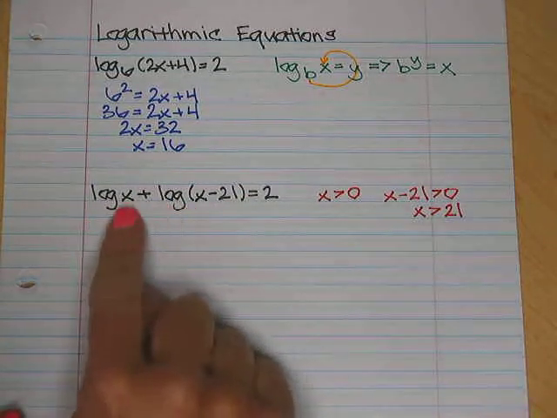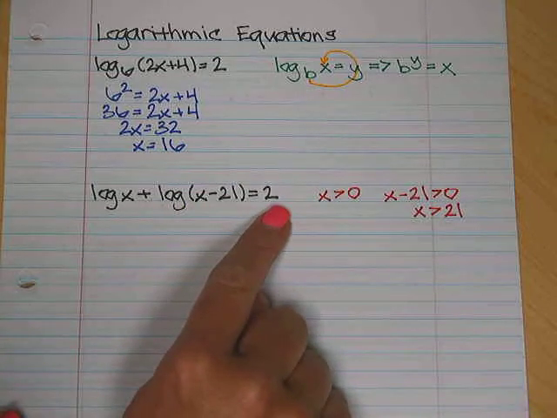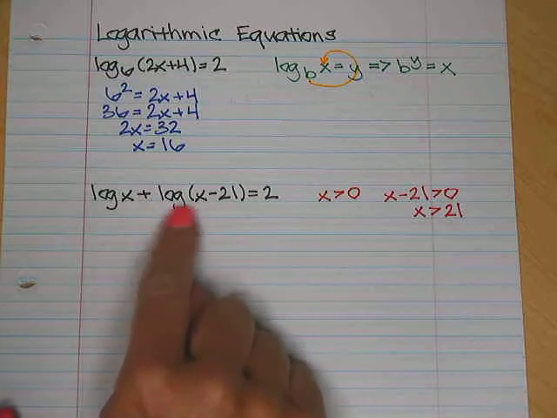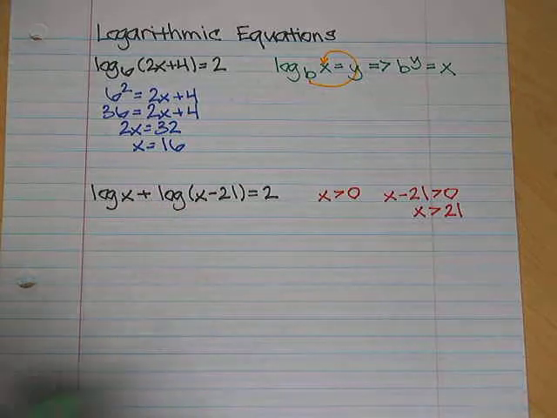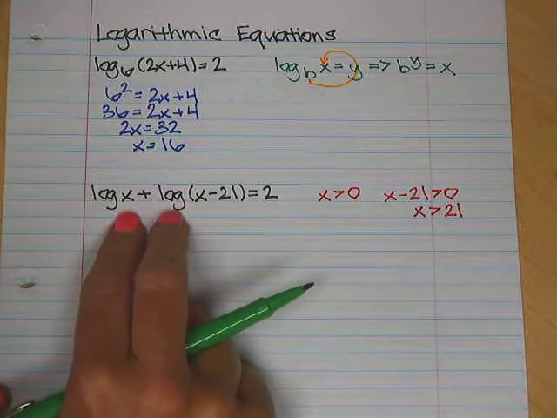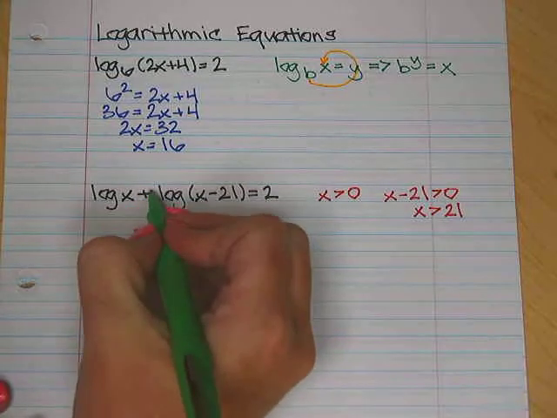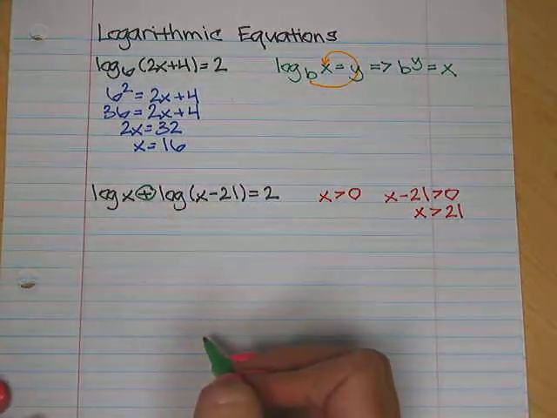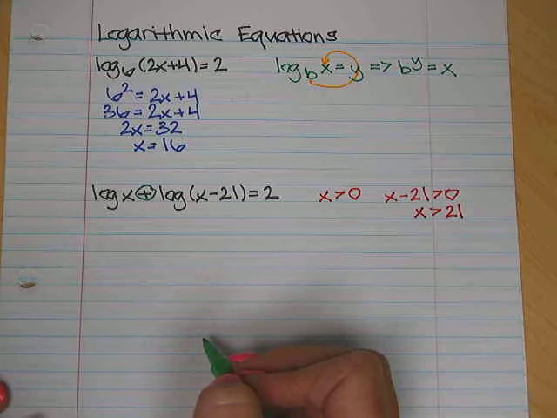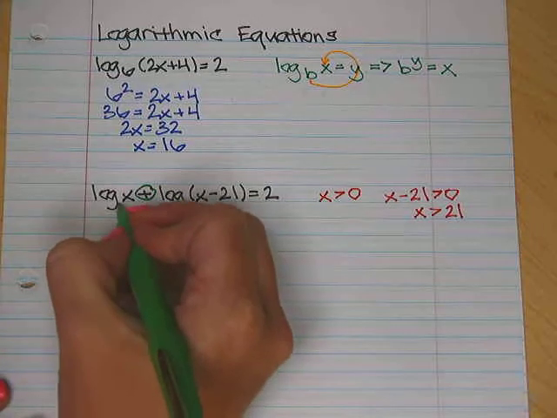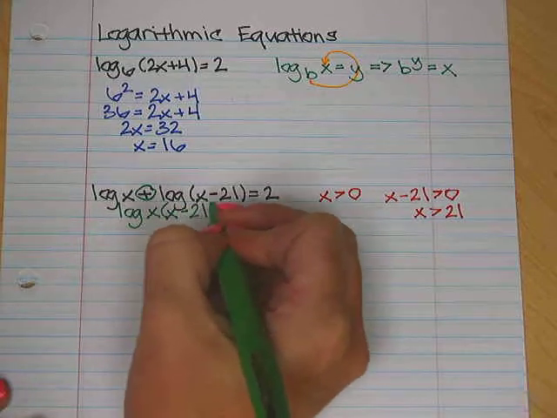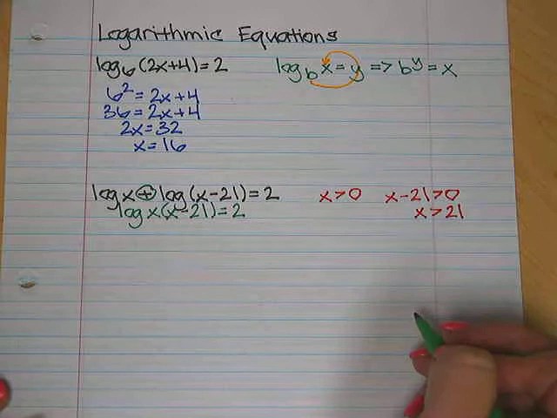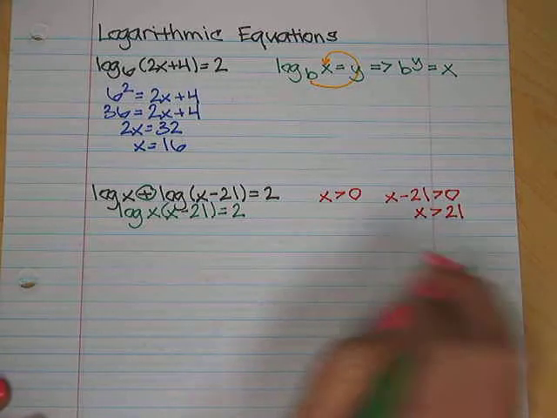So now let's go back looking at our situation. I have a combination of logs on the left and a constant on the right. In this situation, the first thing that we want to do is combine the logarithms on the left-hand side. So I can put these together. Remember, when I have the expanded form here of logarithms separated by a plus sign, I can combine it into a single logarithm using multiplication. So that will give me the log of x times x minus 21 equals 2.